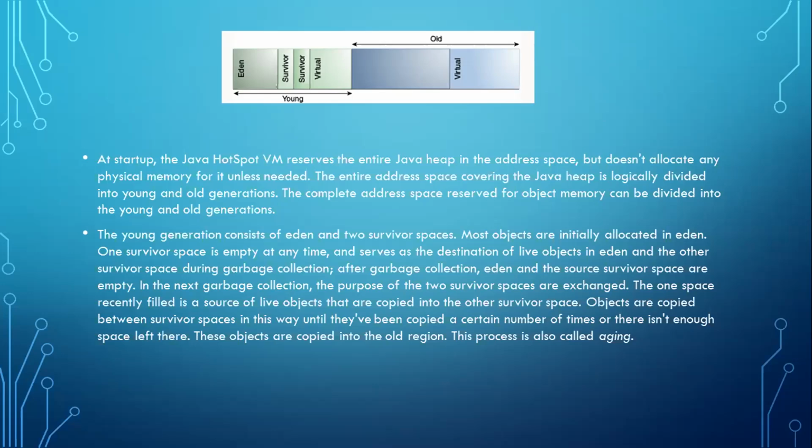Now we have a scenario where survivor space 0 is completely filled. What would happen? Through minor collection, it will detect the objects which have survived at this moment and which are reachable. Those will all be copied into survivor space 1. And now survivor space 0 is empty.